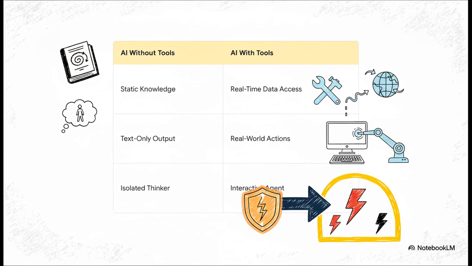And this slide, I think, just lays it out perfectly. It's the before and after. On the left, you've got that isolated thinker, stuck with its old static knowledge. But on the right, the second you give it tools, it becomes an interactive agent. Suddenly, it has access to real-time data. It can perform real-world actions. It's the difference between a dusty old encyclopedia and a librarian who can actually run out, find a new book for you, and check today's news.